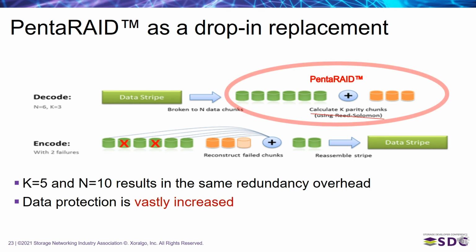For instance, in that configuration, by replacing Reed-Solomon codes with PentaRAID and increasing the number of data chunks to 10, combining it with 5 parity chunks, we achieve the same redundancy overhead, but the data protection is vastly increased.